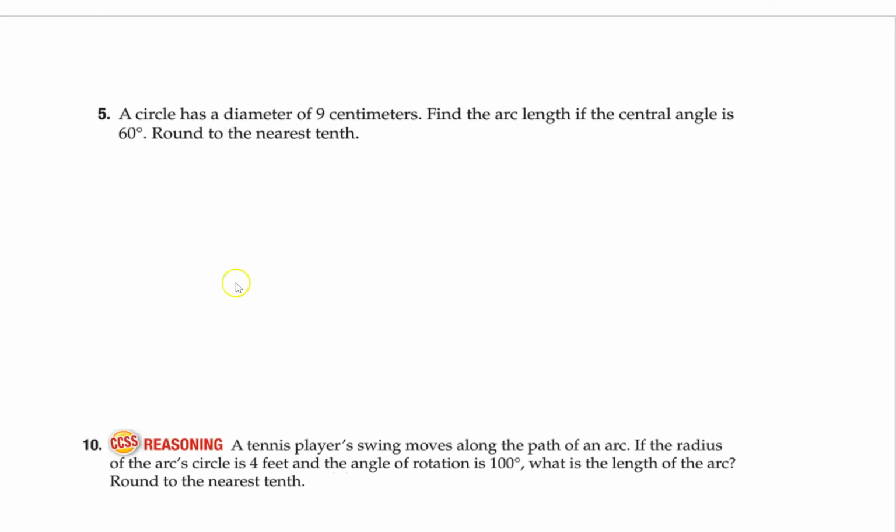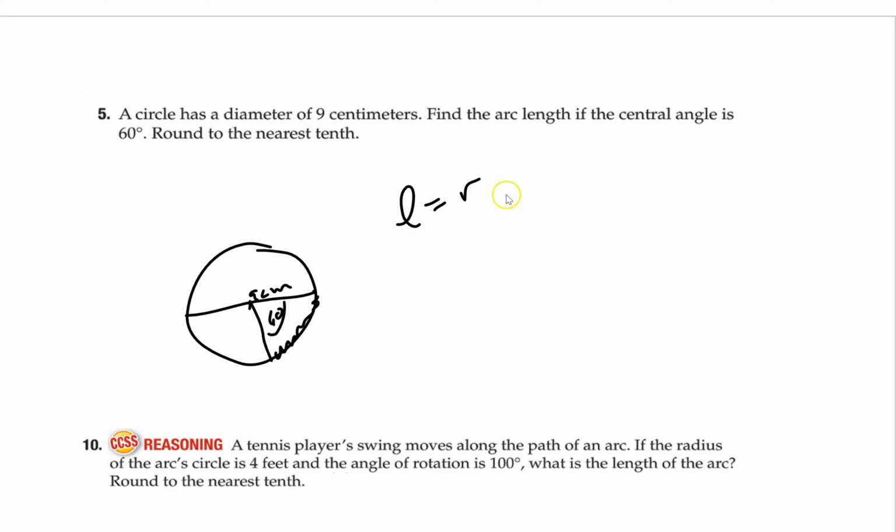A circle has a diameter of 9 centimeters. So here's my circle. This is 9 centimeters. Find the arc length if the central angle is 60 degrees, to the nearest hundredth. So they're saying, hey, there's an angle here that's 60 degrees. Find the arc length. So I'm going to use the formula, L equals r theta. Now, again, this theta has to be in radians. Right now I have degrees, so I got to convert that. I got to go from 60 to radians.